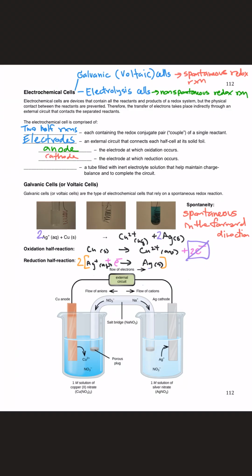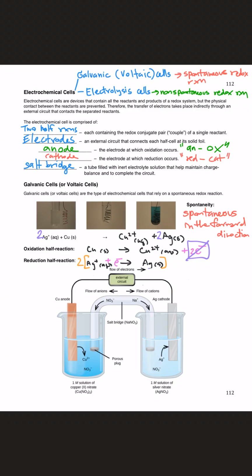And the way that I memorize cathode and anode is "an ox, red cat," right? So an means anode, ox means oxidation, anode is oxidation; red cat, reduction is cathode. And the last component of the electrochemical cell is called the salt bridge. The salt bridge is a tube filled with an inert electrolyte solution that helps maintain charge balance and complete the circuit as well. And here is the picture that describes the components of the electrochemical cell.